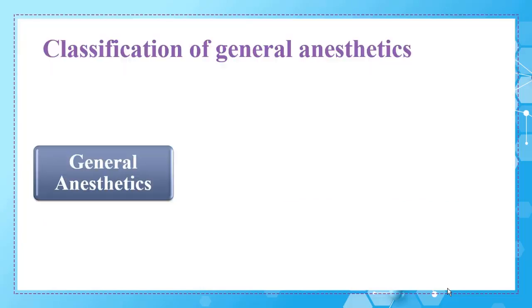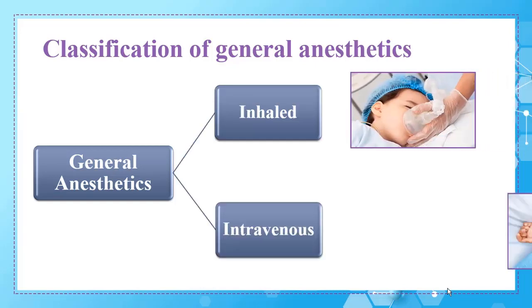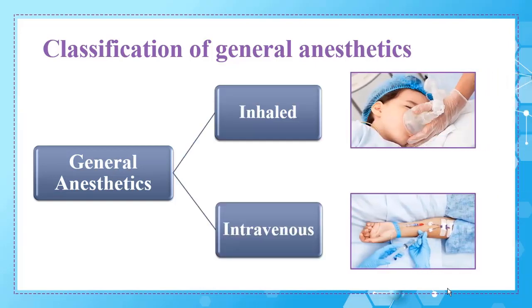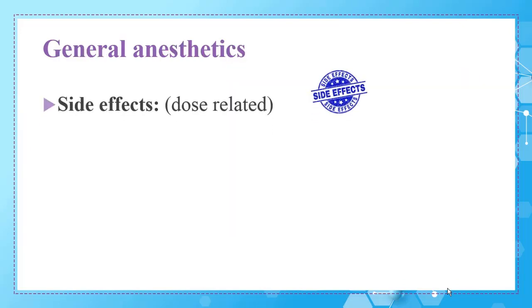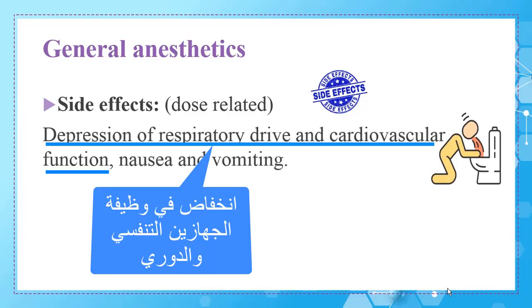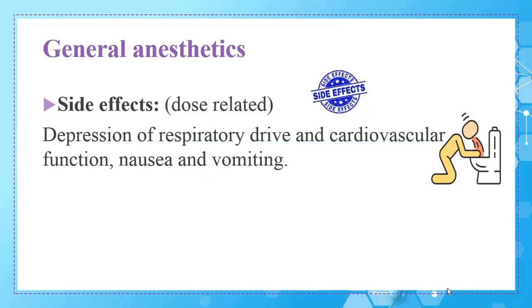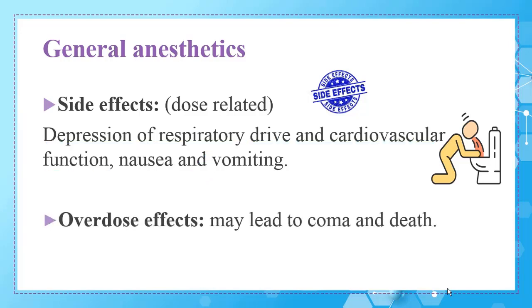General anesthetics could be inhaled or intravenous. Usually in operations, they use the two methods together. The side effects of general anesthetics are dose-related, and they include depression of respiratory drive and cardiovascular function, nausea and vomiting, while the overdose may lead to coma and death.